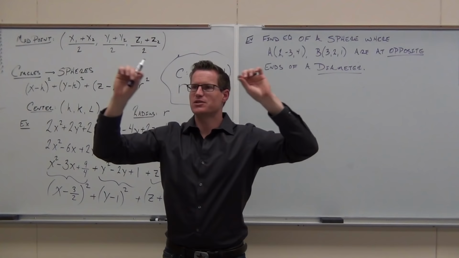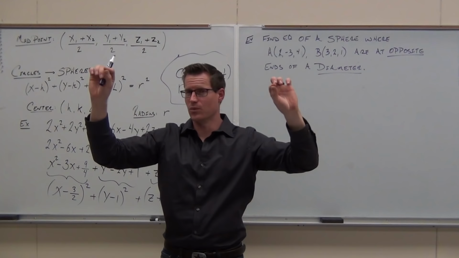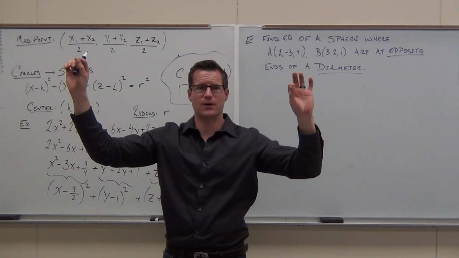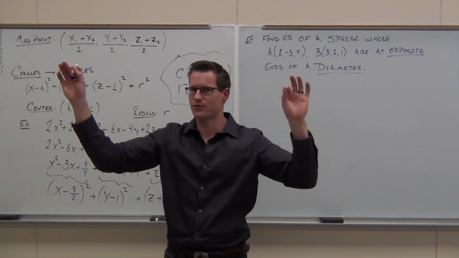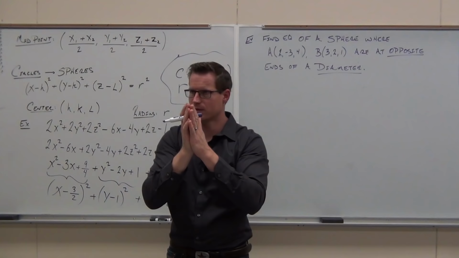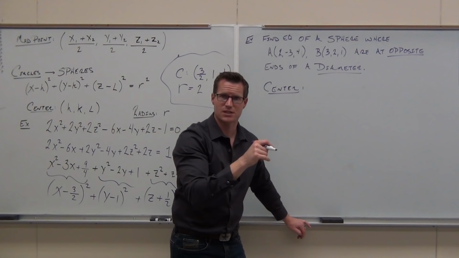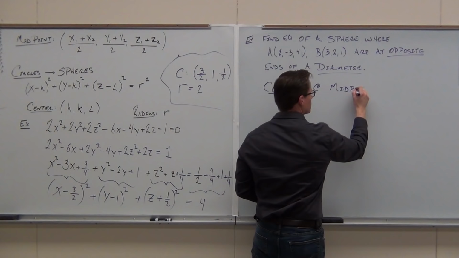Oh, yeah, right. These two points are opposite ends of a diameter. Diameters always go through where? Diameters go through the center. So if I give you two points and say they're the opposite end of a diameter, how would you find the center? Halfway through. Did we have a formula for the halfway through? The midpoint. You should do this on your own when you go home, to see if you do the same thing. The center would be at the midpoint of A and B.